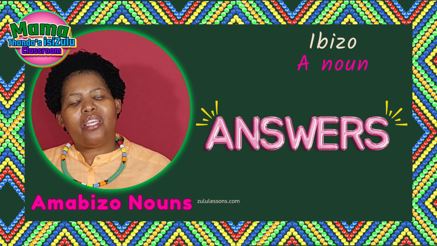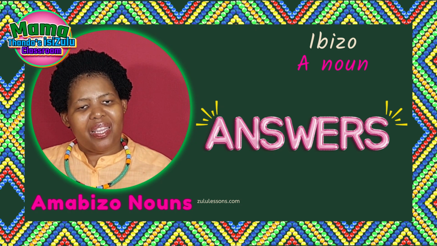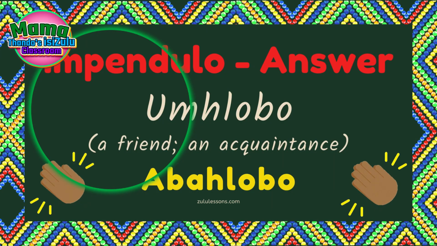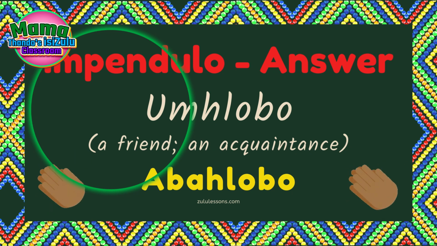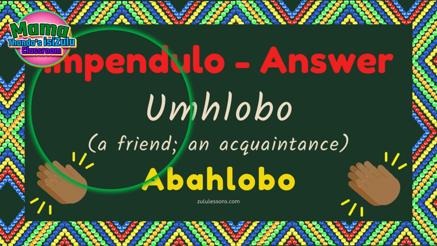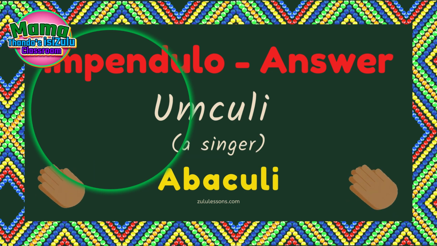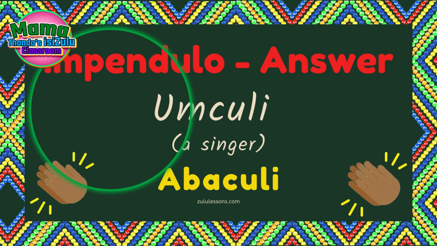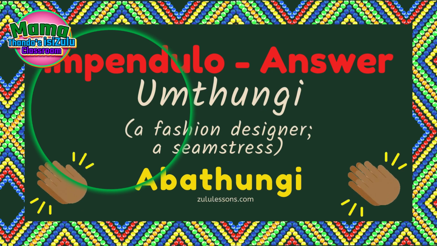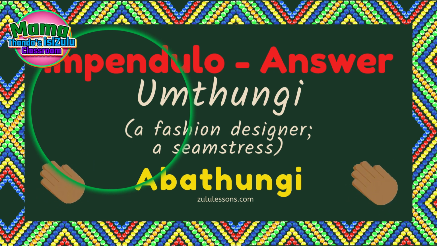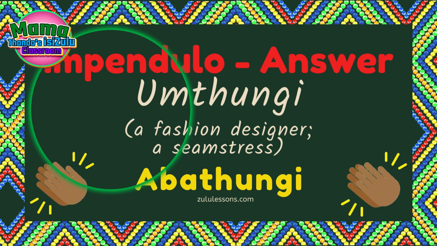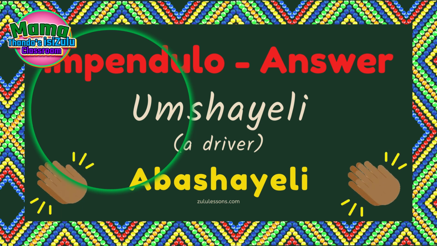Now you are supposed to take the ones that are people and make them plural. Let's see how you did. Mhlophe. Did you say abahlobo? Yay, Mngani, very good. Abahlobo, those are friends, acquaintances. Umculi. Did you say abaculi? Singers? Yay! Very good, Mngani, shaya izandla. The next one, umthungi. Did you say abathungi? Yay! Fashion designers, seamstresses. Umshayeli. Did you say abashayeli? Oh, Mngani, you're doing so well. I'm so happy.